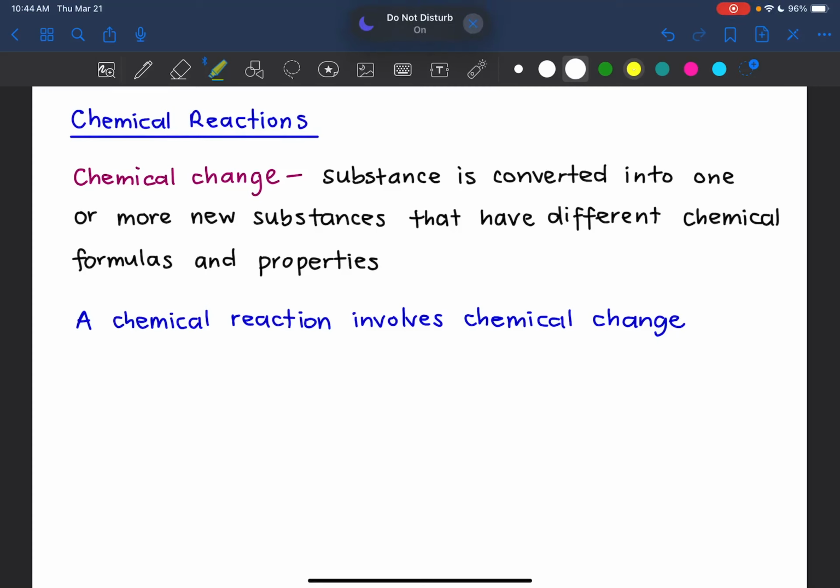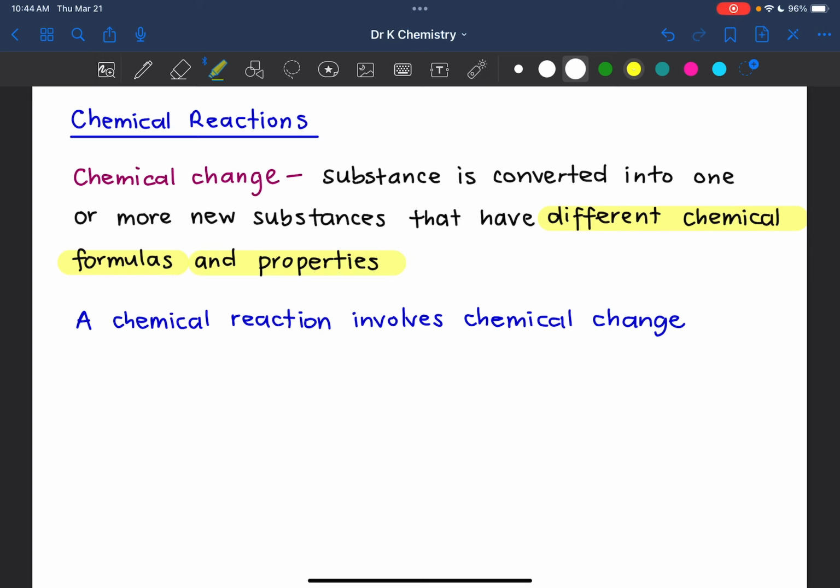In this experiment, we're going to explore chemical reactions and see how different chemicals react to produce new substances. All chemical reactions involve chemical change, which is when a substance is converted into one or more new substances that have different chemical formulas and chemical properties.